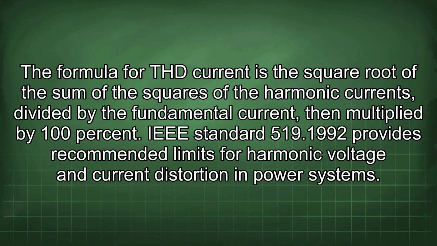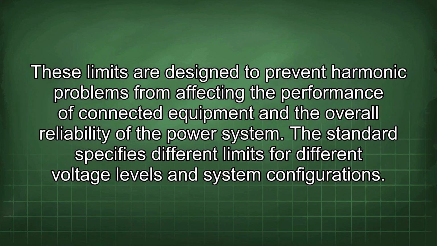IEEE Standard 519-1992 provides recommended limits for harmonic voltage and current distortion in power systems. These limits are designed to prevent harmonic problems from affecting the performance of connected equipment and the overall reliability of the power system. The standard specifies different limits for different voltage levels and system configurations.